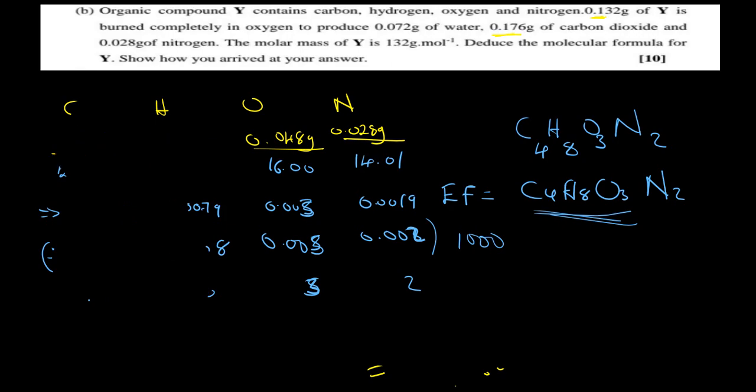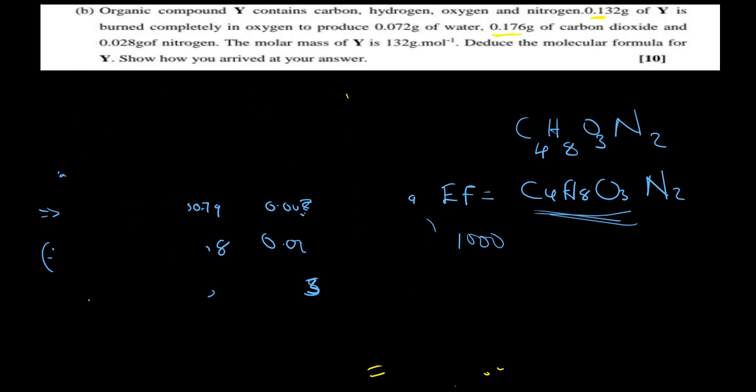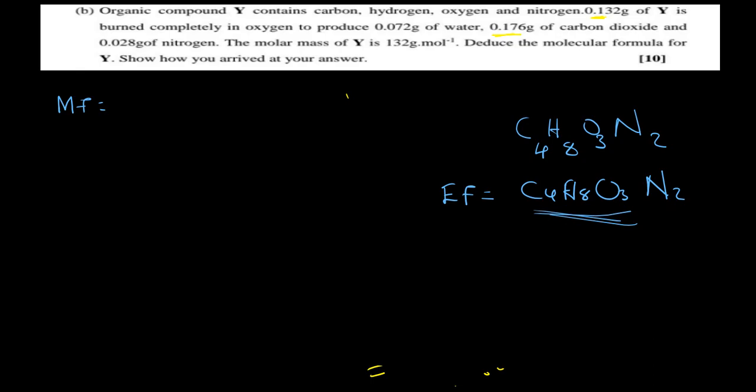So since we have the empirical formula, can we calculate the molecular formula now? What we do is, molecular formula is equal to empirical formula times the factor N. N is equal to the actual yield over the theoretical yield times 100 percent. So the actual here that we were given is what?